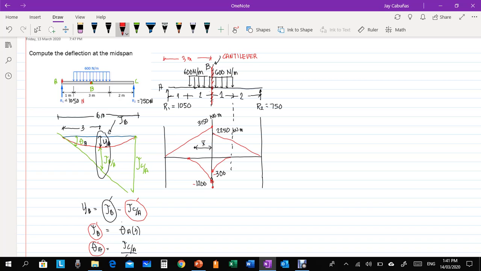Once we have made the cantilever beam, we do moment by parts. Again, how do we do moment by parts? We take the moment diagram for every load or reaction. First, we have 1050, this one here. How are you going to compute for that? The moment diagram is just 1050.